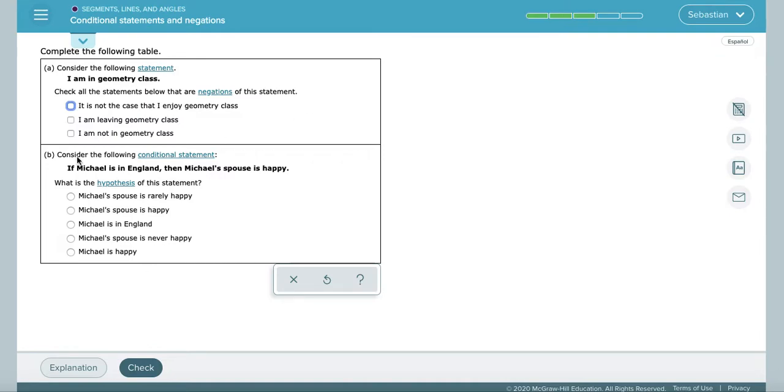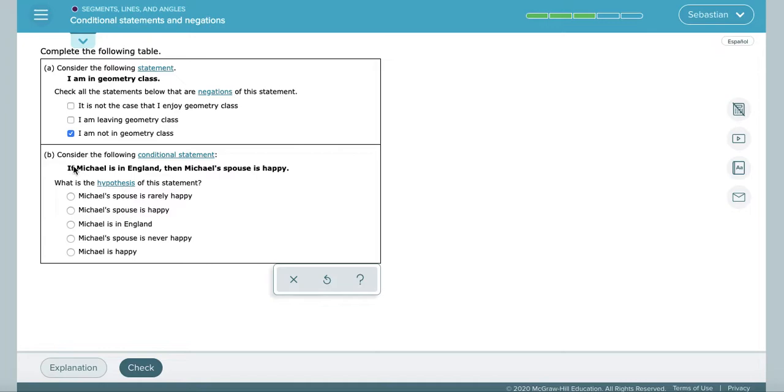The first topic here is the statement, I am in geometry class. A negation is just when you add a not to something that makes it false. So if the statement is I am in geometry class, I am not in geometry class is the opposite, the negation of it. Now, it is not the case that I enjoy geometry class. It has nothing to do with it because we're not talking about enjoying. We're just talking about being in the class, okay?